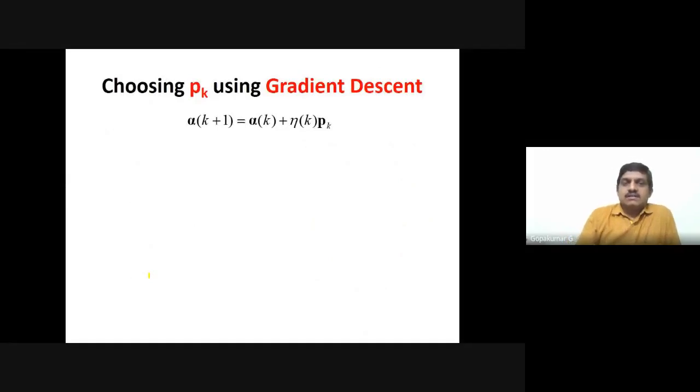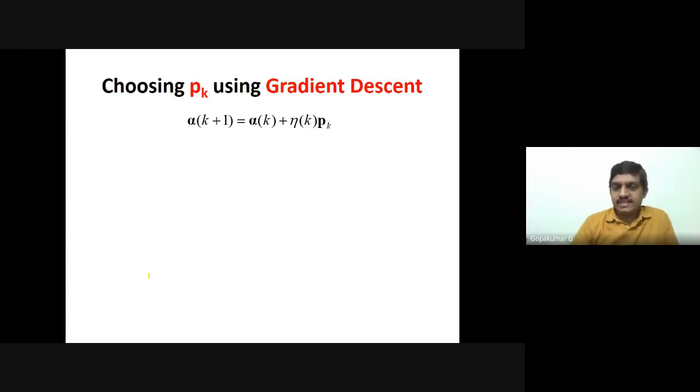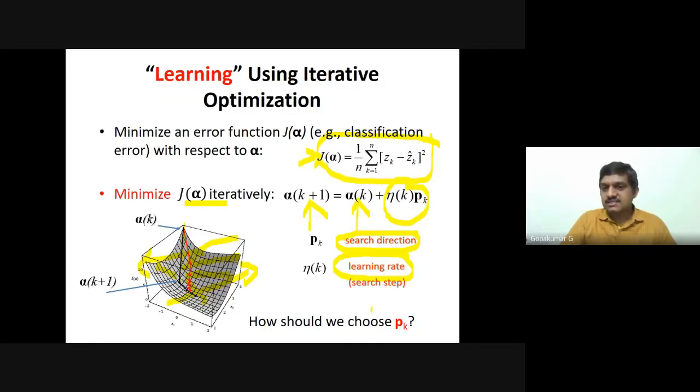Now, how to choose pk? The pk is chosen using a technique called the gradient descent algorithm. It's a very famous algorithm in machine learning. Gradient descent takes the partial derivative of that particular error. On each iteration, the learning rate we usually fix as a very small value. Learning rate is a very important parameter that we will discuss later.